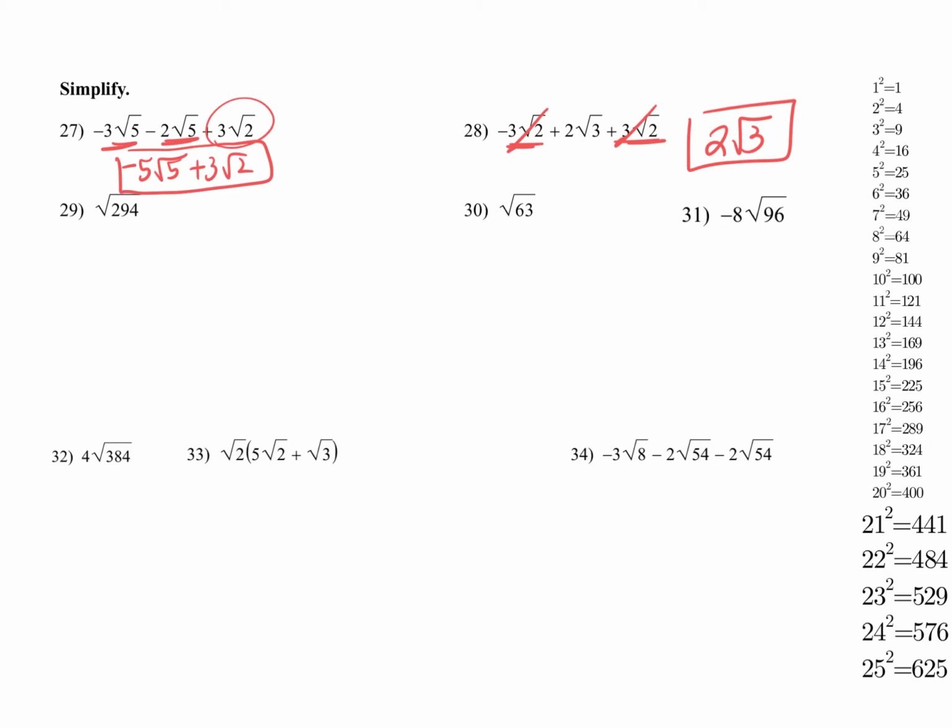Now, I can't do anything with these. I could combine these because they're like terms, but I'm not going to. I'm just going to simplify each radical. So 8 has factors 1 times 8, 2 times 4. And 4 is in this list. 4 is a perfect square. So I'm going to rewrite that as negative 3 times the square root of 2 times the square root of 4. Maybe I will go ahead and combine these. That would be minus 4 times the square root of 54. I'll do this one first.